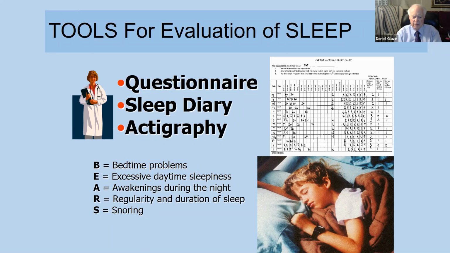These include B, for bedtime problems, problems initiating sleep. What's the character of the bedtime routine, the environment of the bedroom? How does that impact the kid's ability to go to sleep? E is for excessive daytime sleepiness. Is the child having difficulty waking up in the morning, having difficulty falling asleep at school, falling asleep while doing school online?